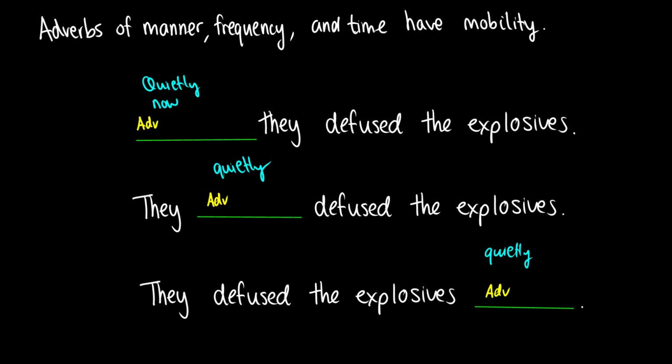What about an adverb of frequency? So, often they diffused the explosives. They often diffused the explosives. They diffused the explosives often. Maybe they're a bomb squad who is called in for quite a bit of work. So these three different adverb types have a lot of mobility.